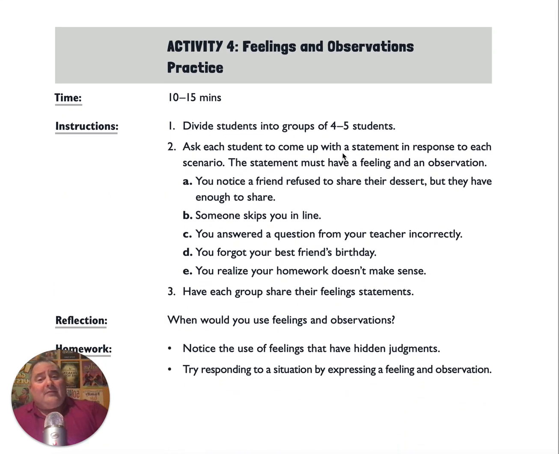And finally, we get some practice. Activity 4. Feelings and observation practice. Instruction 1, divide students into groups of 4 to 5 students. Ask each student to come up with a statement in response to each scenario. The statement must have a feeling and observation. That's the practice, right? Okay, scenario 1, you've noticed a friend refused to share their dessert.